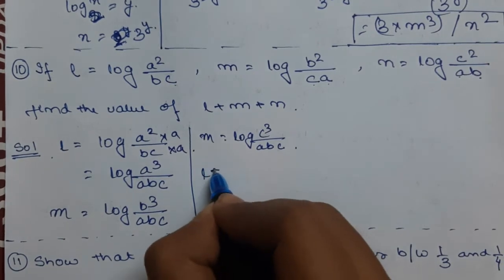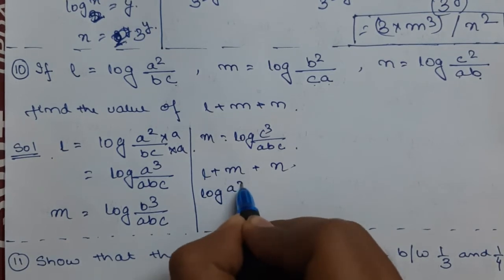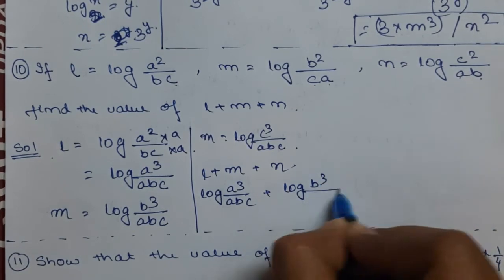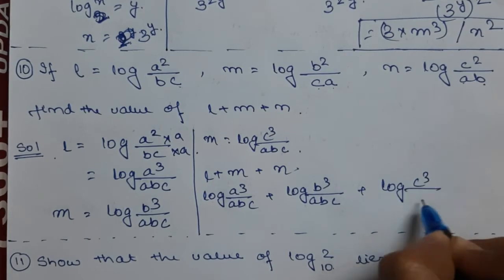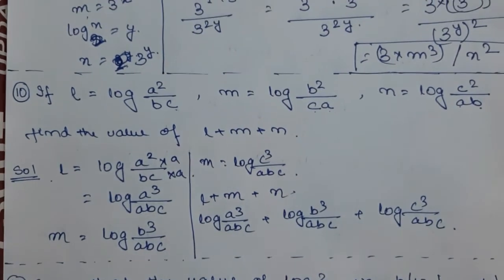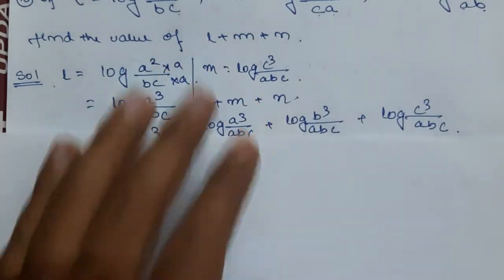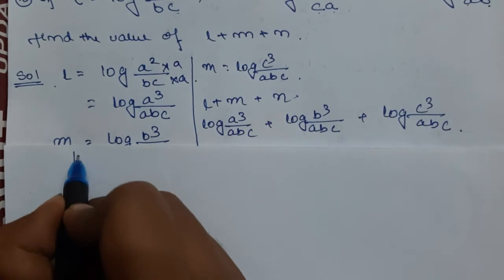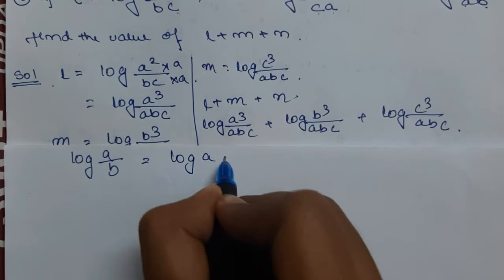Now, what do we need to find? L plus M plus N, right? So the L value now is log of A cube by ABC, the M value is log of B cube by ABC, and the N value is log of C cube by ABC, right? So after this, what will we do? See, what is our problem now? It's like this, right? And we know log of A divided by B can be written as log of A minus log of B.